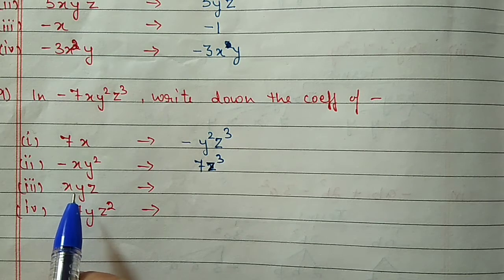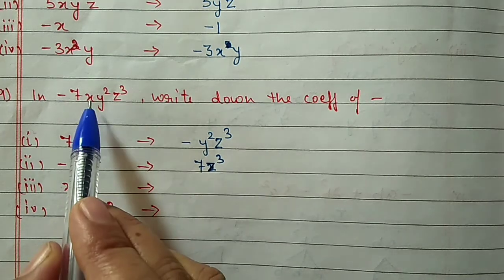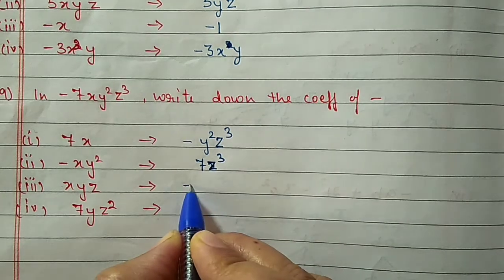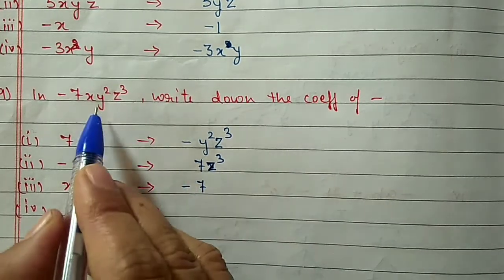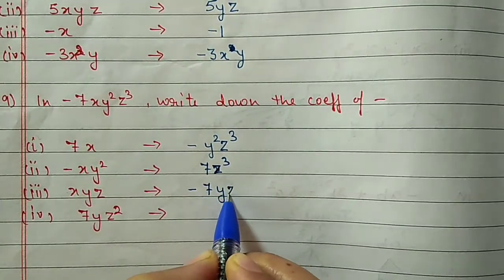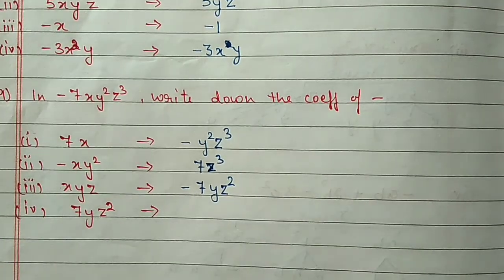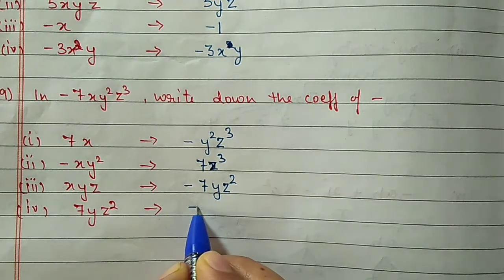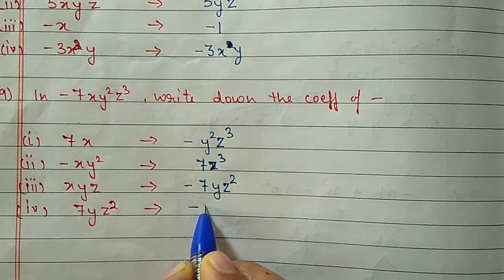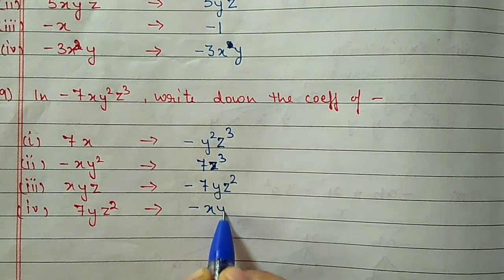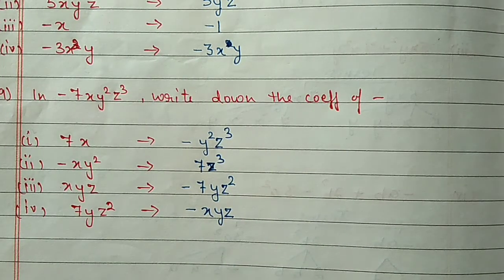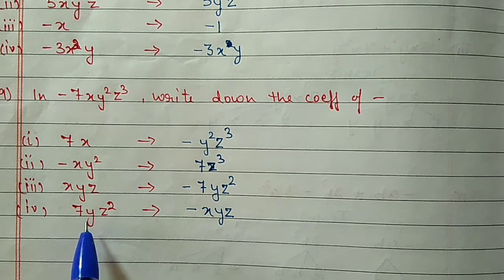Next, coefficient of x, y, z. So 1 x we have to leave, 1 y and 1 z. So remaining will be minus symbol 7, 1 y will be left over and z square is left over. Third, 7y z square. So minus symbol is left over, x is left over, then 1 y and 1 z. So minus x y z is the coefficient of 7y z square.